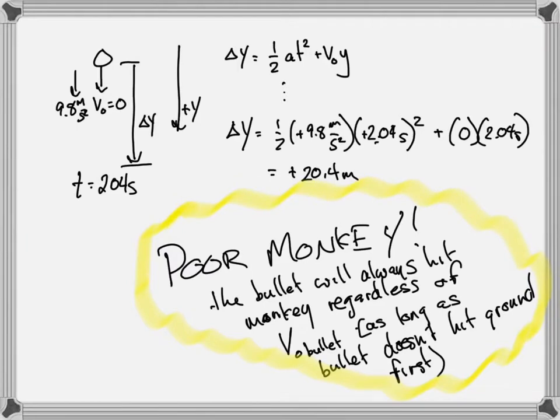So we found, given the choice of speeds for the projectile, that we do have to choose a projectile shooter that shoots fast enough so the bullet will actually reach the plane of the monkey before it hits the ground.